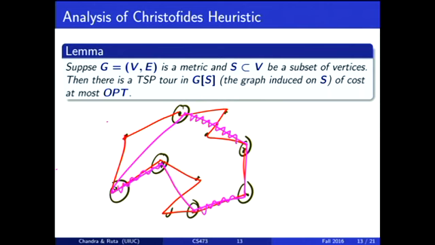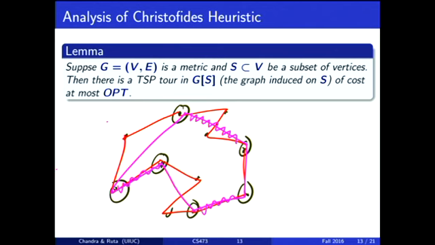Is that clear? For any subset of even size, it doesn't matter what the set is, there is a perfect matching of cost no more than opt over 2. Why? Because you look at the optimum cycle on them, and you can break up the cycle into 2 matchings, because it's an even length cycle. One of them has to have cost no more than opt over 2, because together their cost is the cost of the cycle. Questions? So that's it.